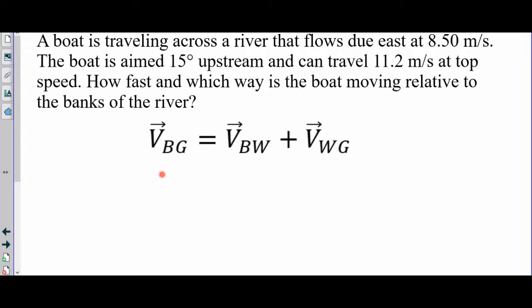A boat is traveling across a river that flows due east at 8.5 meters per second. The boat is aimed 15 degrees upstream and can travel 11.2 meters per second at top speed. How fast and in which way is the boat moving relative to the banks of the river?